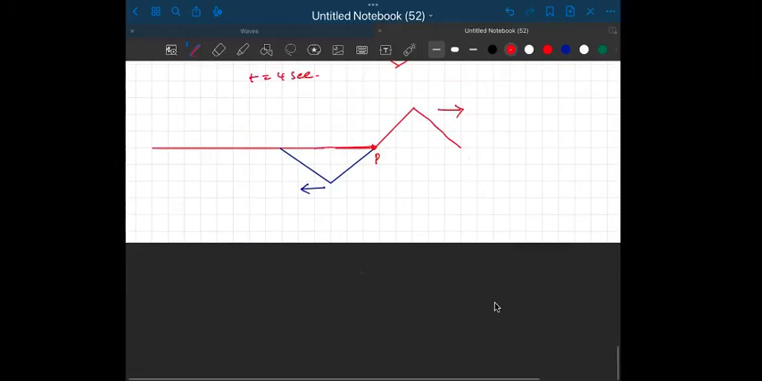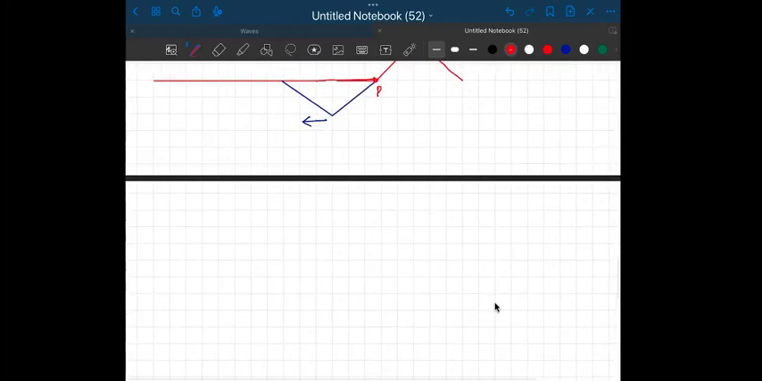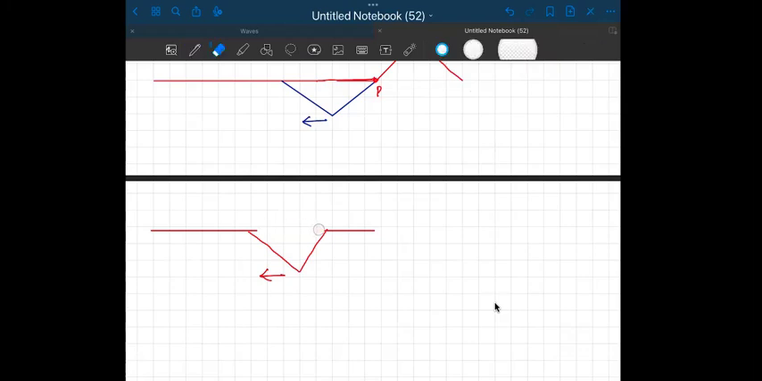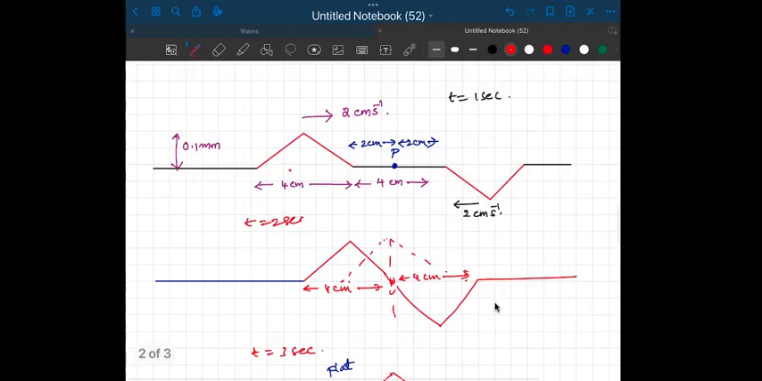Thereafter, what happens? It keeps continuing like this. Disturbance. Like this. And here is your point P. Did you notice the superposition zone there? Remember, this is a rigid boundary.